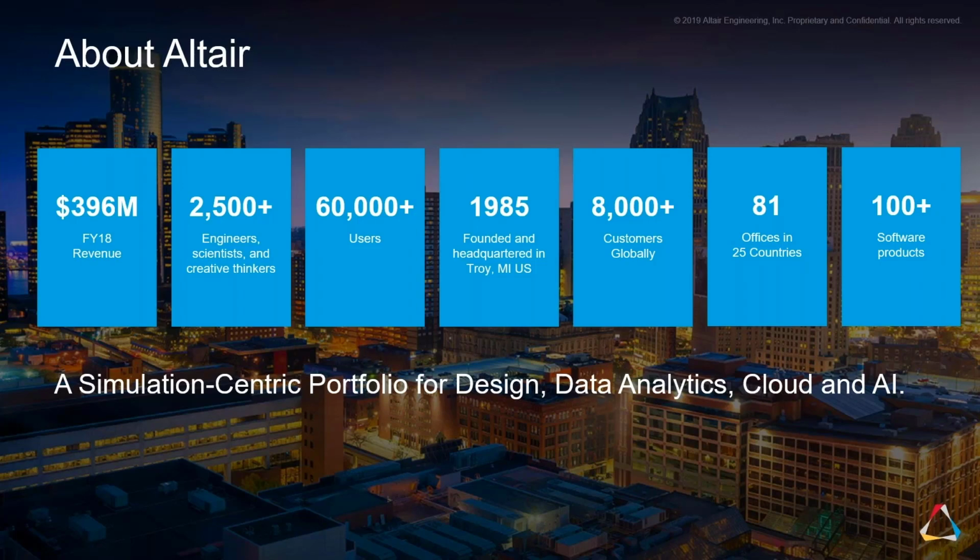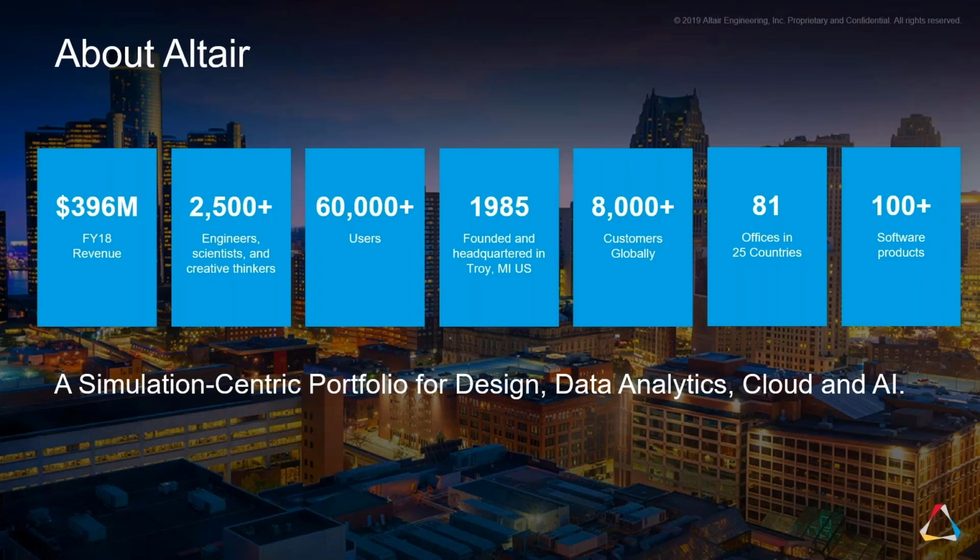So in short, the numbers are a little old. 400 million is the revenue in 2018, and we have as many as 100-plus software products and 8,000 customers, thanks to all of you. And among these 8,000, there are 60,000 users who use our solutions, which includes all the Altair solutions.